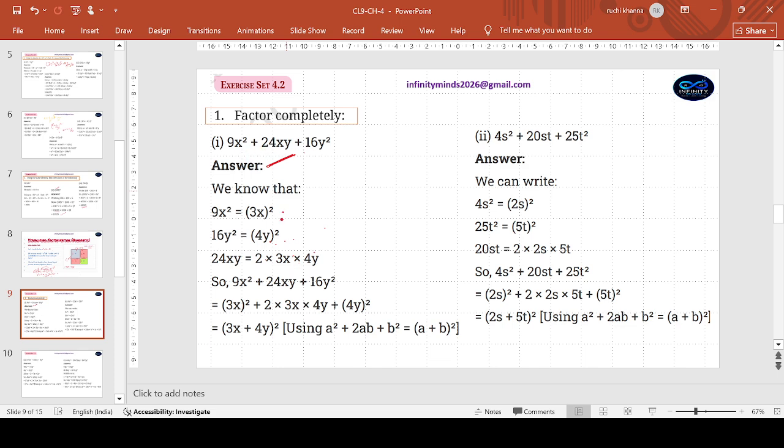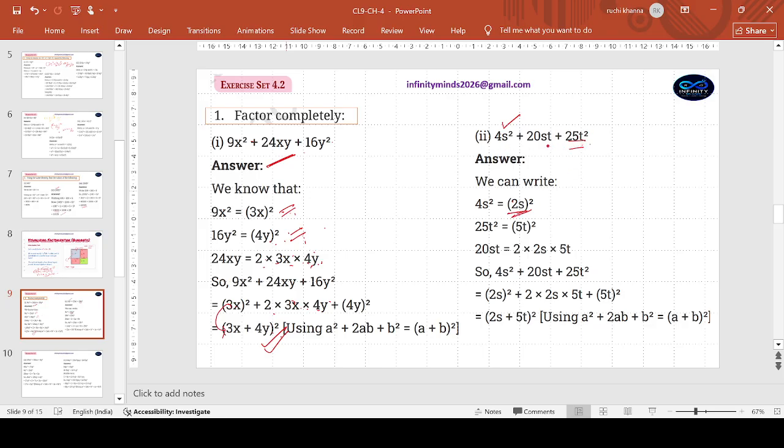Twice into 3x... once you get the a square and b square, then create your 2ab. Many students start creating it first. This should be created right at the end. First get your a square terms clear and then make it 2ab. So this is nothing else but (a plus b) whole square. A square, b square and 2ab, the answer that I am having, that means this must be the square of this: 4s square, square of 2s, 25t square.